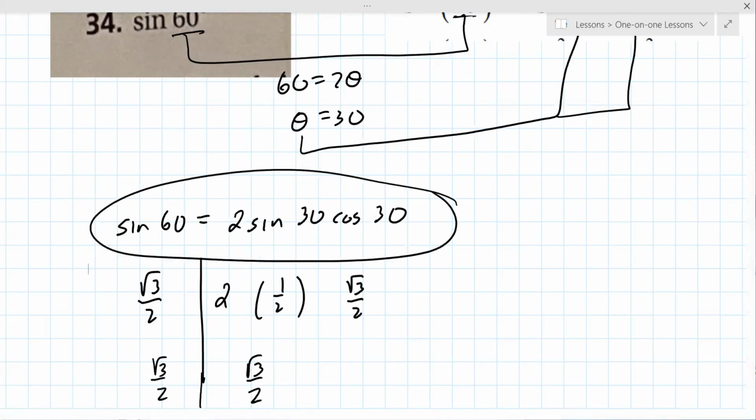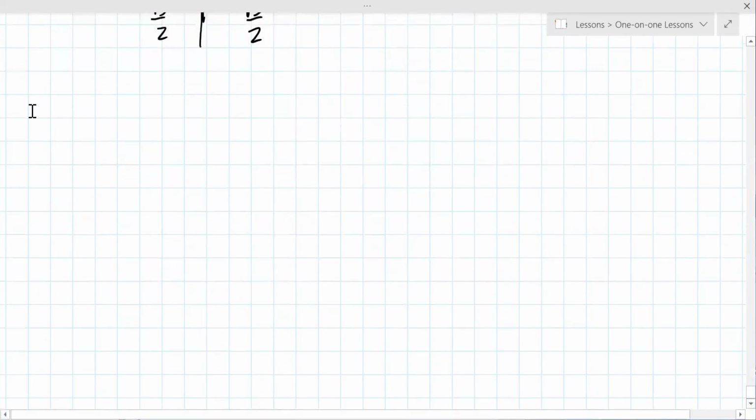So 34, 35, and 36 are all using the double angle identities. If you look on that reference sheet, there's one for sine, there's one for cosine, and there's one for tangent. I just did the one for sine. You could just as likely get the other ones. Now there's also half angle identities, so we're going to do half angle identities for the last one here.